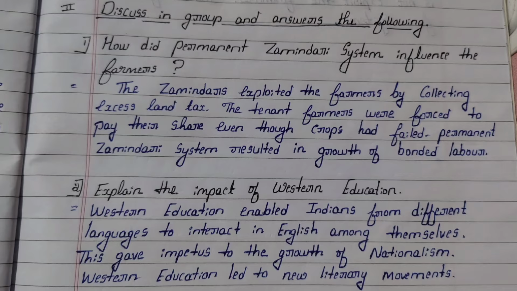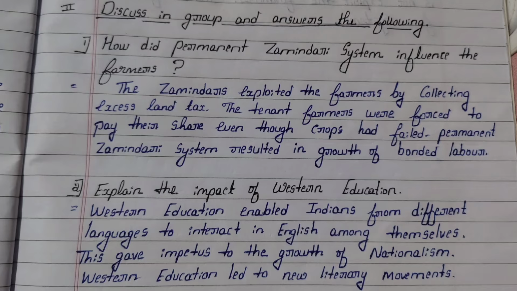The tenant farmers were forced to pay their share even though crops had failed. The permanent zamindari system resulted in the growth of bonded labor.